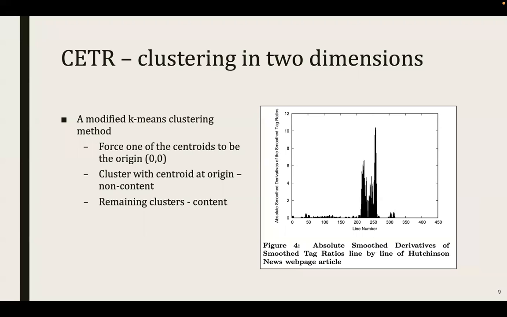Therefore, a two-dimensional model was built by creating an additional absolute smooth derivative of the smooth histogram. And it's done by a set of computations, transformations of the data. And the final histogram is shown here on the right. So the first spike represents the start of the content section, and the second spike represents the end. And after that, a k-means clustering method is applied again, but this time there's a slight modification, such that one of the centroids is forced to be at the origin so that the corresponding cluster can be identified as non-content, and the other clusters are considered content.